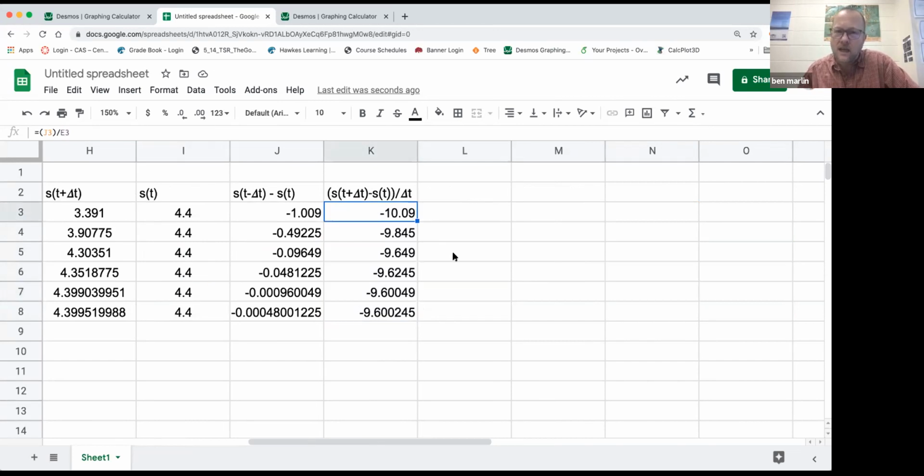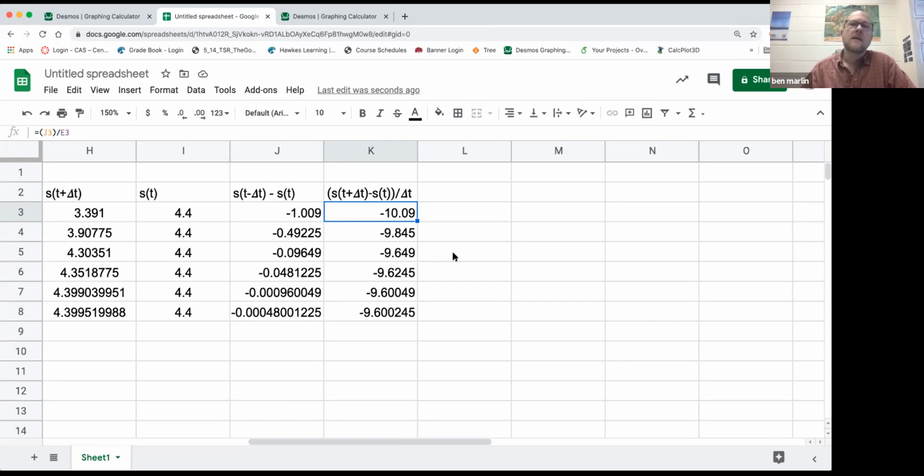As this delta T gets smaller, it is going to make this difference quotient, that's what we call it, go towards some value. We got -10, -9.8 something, -9.6 something, -9.6 something. Notice it gets closer and closer to -9.6. So the velocity that we're going to guess out of this is -9.6. I guess it would be in meters per second.